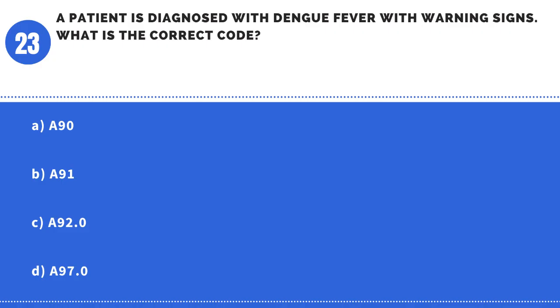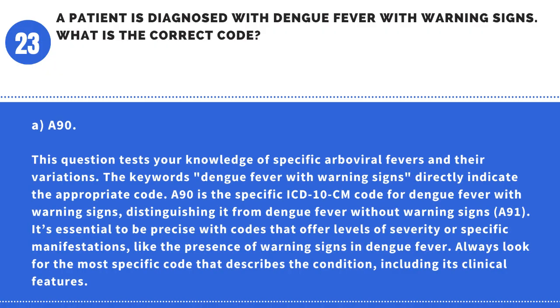Question 23. A patient is diagnosed with dengue fever with warning signs. What is the correct code? A. A90. B. A91. C. A92-0. D. A97-0. Answer A. A90. This question tests your knowledge of specific arboviral fevers and their variations.